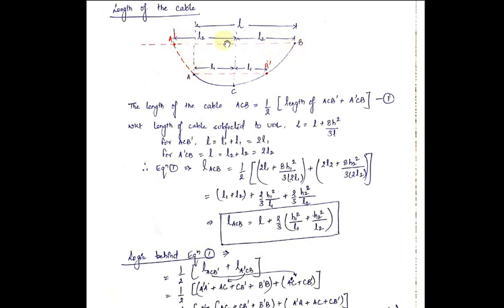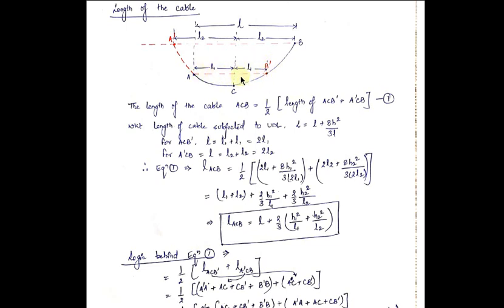So suppose this is the level of the B support. I'm going to extend this point A up to the level of B support. Suppose this point is A dash. I'm also going to introduce a second point B dash at the level of support A. So this is your B dash point at the level of support A.